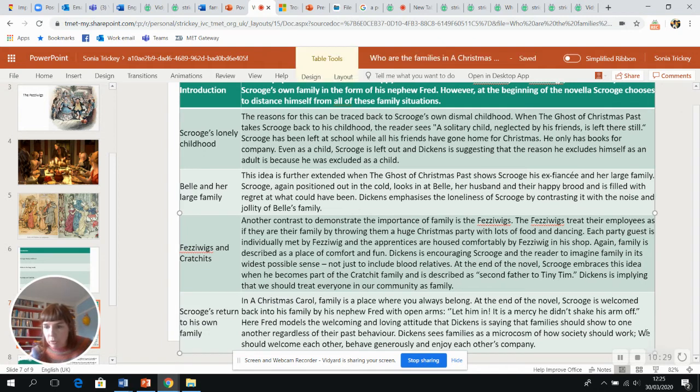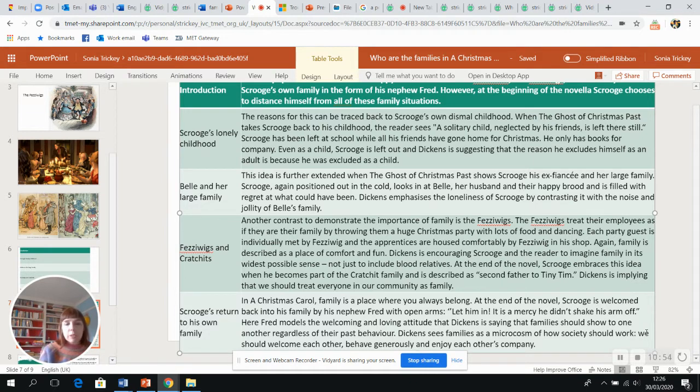And I have misused a semicolon. What I wanted there was a colon, because colons are gateway pieces of punctuation, and you can use them to mark a point where you're going to explain an idea. So my idea is that Dickens sees families as a microcosm of how society should work. Microcosm is a very fancy way of saying a mini version of how society should work.